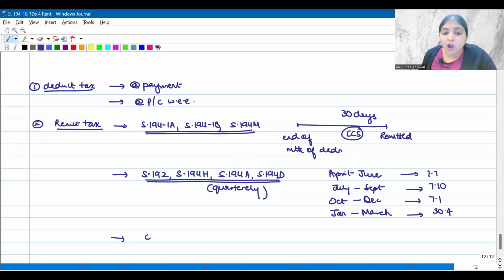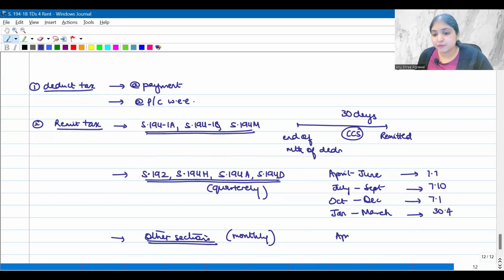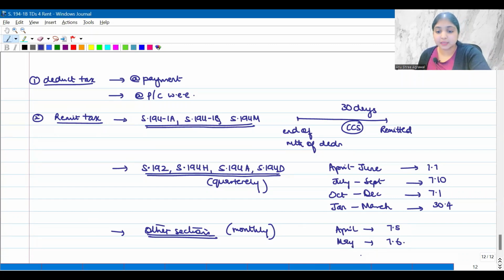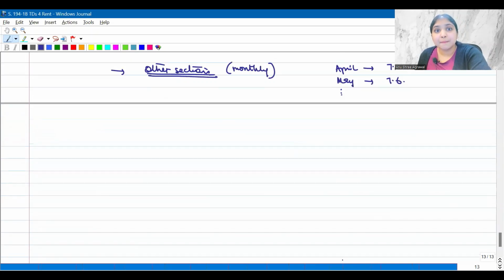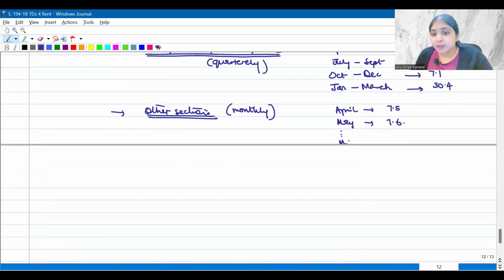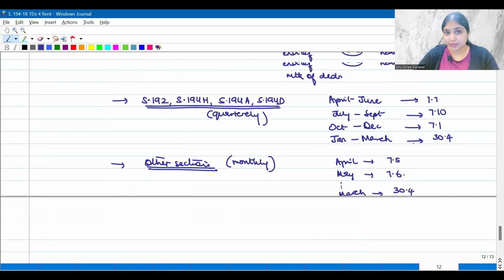Okay. For all the other sections, the remittance is going to be monthly. For example, for the month of April, by 7th of the next month, that is by 7th of May, we have to remit it. For the month of May, by 7th of June, we have to remit. So like this for each month, by 7th of the next month, we'll have to remit. But what about the month of March, the last month? For the month of March, we give extra time. We'll give you time till 30th of April.